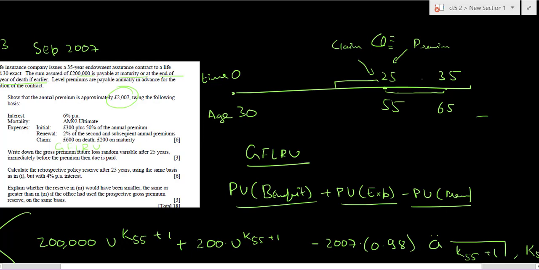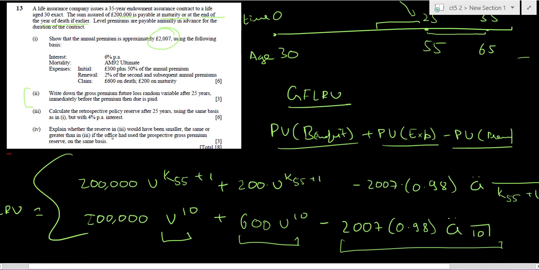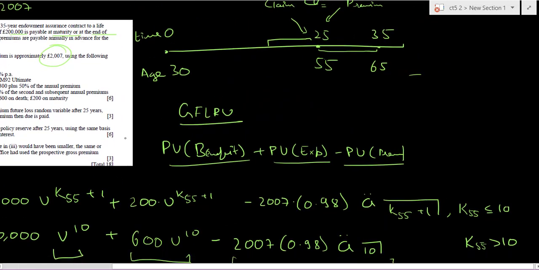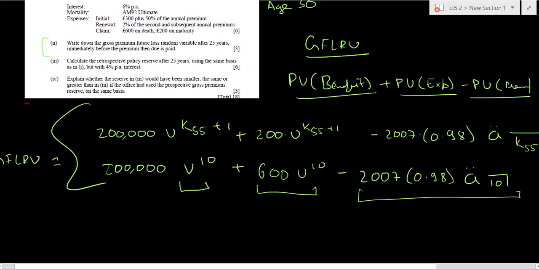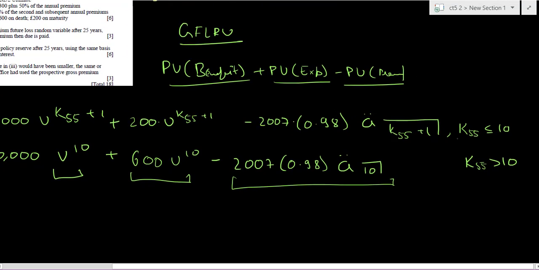So we'll have to take two cases because the benefits vary and the expense varies. That is the most important thing, that the claim expense varies. So let's take two cases and define our gross future loss random variable. The gross future loss random variable will be given by this expression. I've already written it. It would have two cases: K55 is less than or equal to 10 or K55 is greater than 10, right?